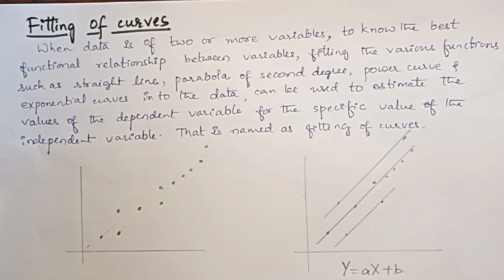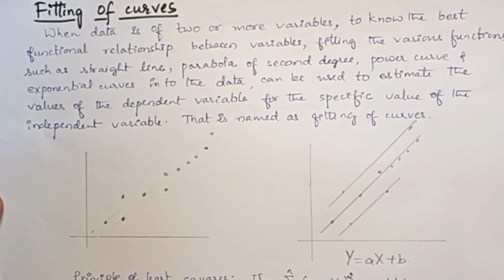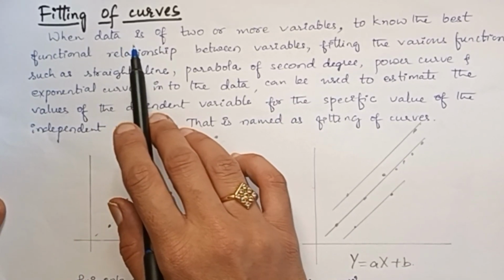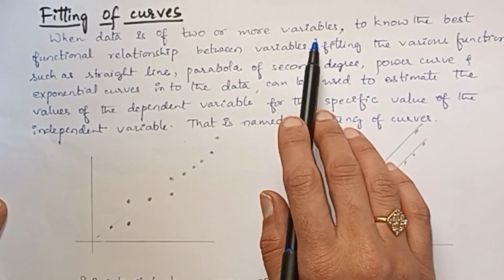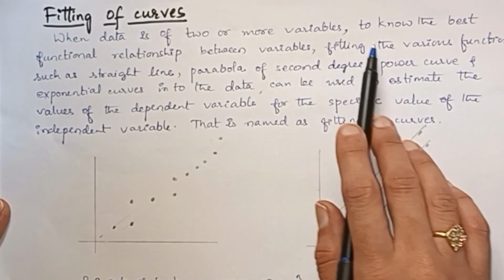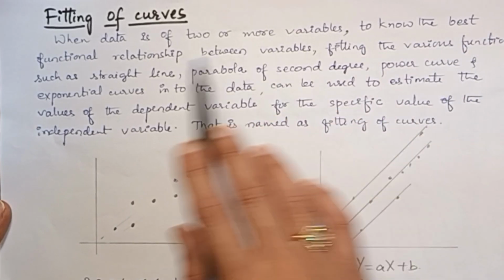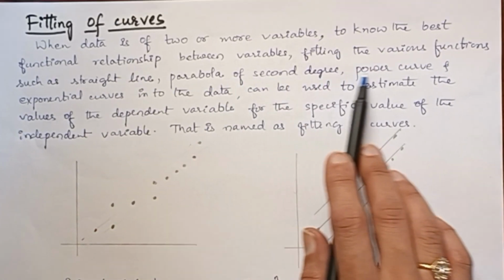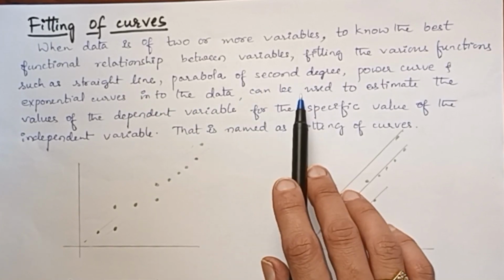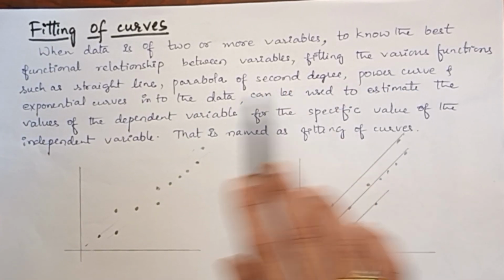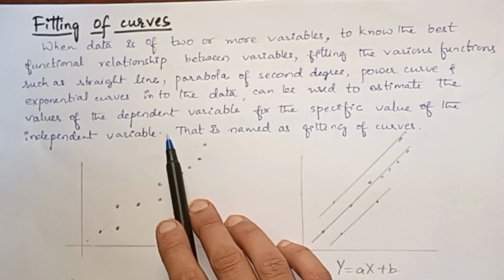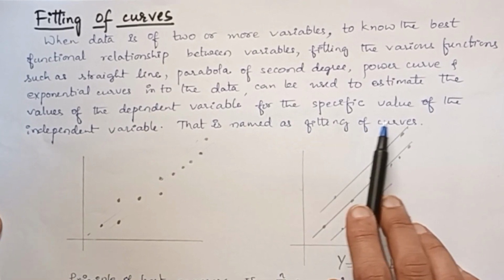Hello everyone. In this video, I am explaining the concept of fitting of curves. When you have data of two or more variables, to know the best functional relationship between the variables, you fit various functions such as a straight line, parabola, power curve, or exponential curve to the data. That can be used to estimate the values of the dependent variable for a specific value of the independent variable. This is named fitting of curves.